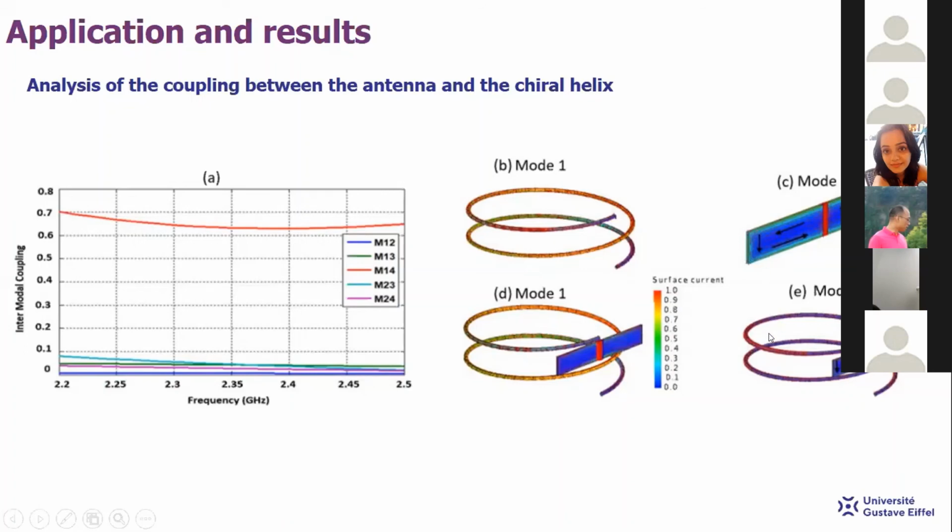to mode 4 of the proposed antenna, and we can conclude that we have similarity between mode 3 of the dipole alone and mode 4 of the proposed antenna, and mode 1 of the chiral helix similar to mode 1 of the proposed antenna. So we can understand that there is compensation between mode 3 of the dipole and the first mode of the chiral metamaterial.